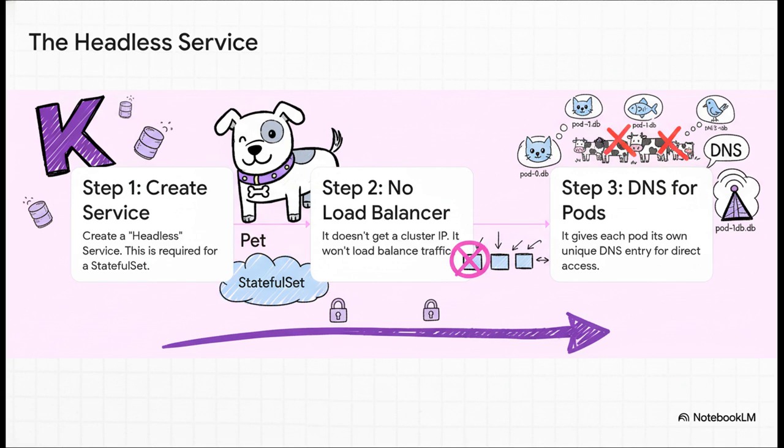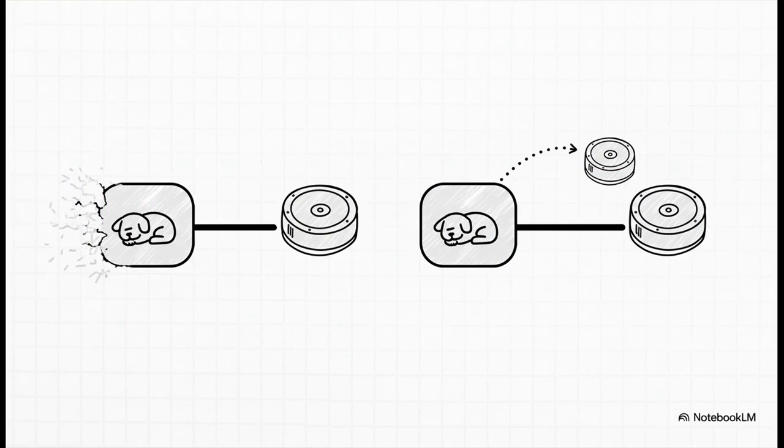Instead, it acts like a DNS phone book for your pods, creating a unique DNS record for every single one of them. That's what provides the stable, findable network identity. On to superpower number 2.